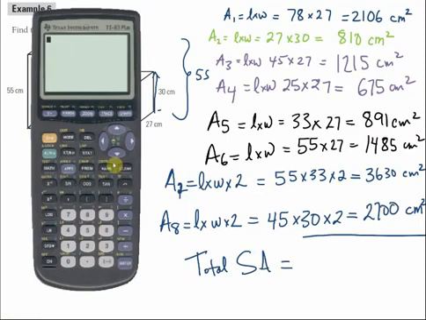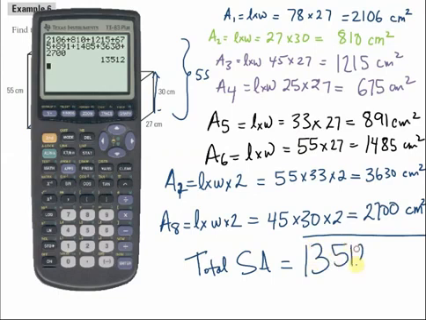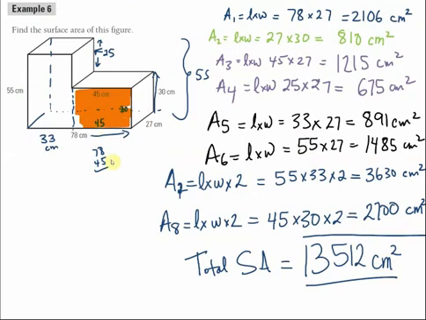Now I'll clear everything off, and I'll type them all out. 2106, whoops, you have to be very careful how you type each one of these out. Plus 810, plus 1215, plus 675, plus 891, 1485, plus 3630, plus 2700. Bam. 13,512. And the unit still stays centimeters squared. Whew. Lots of work just for these little questions of surface area.